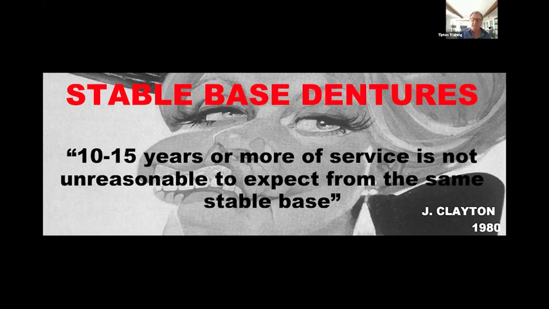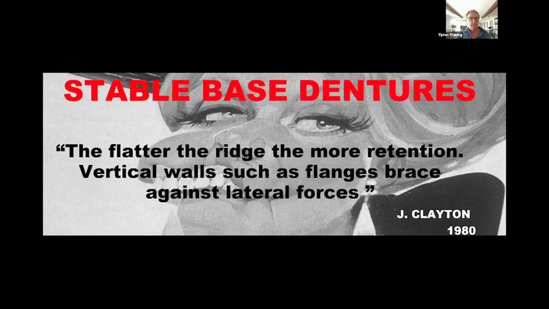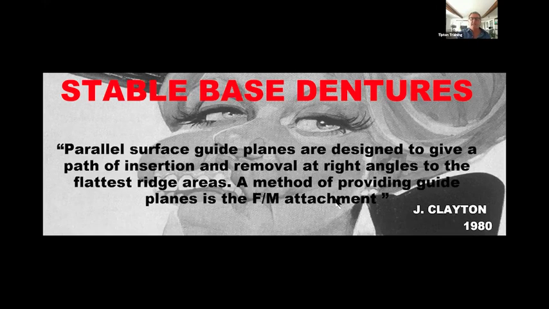The flatter the ridge, the better it's going to be, because remember, we then have more horizontal surfaces. V-shaped ridges, or ridges with very deep palates, are not good because we don't have as much. It's the horizontal tissue that we're using. And we're using these parallel-sided guide planes, as in the fixed movable attachments. This is one method of providing those planes, the horizontal guide planes.